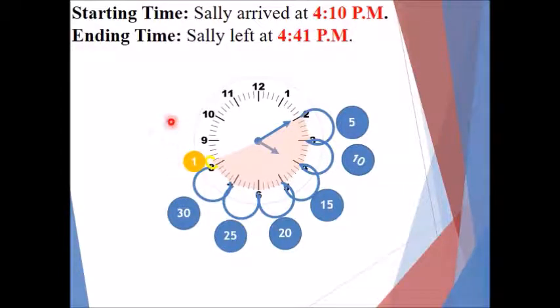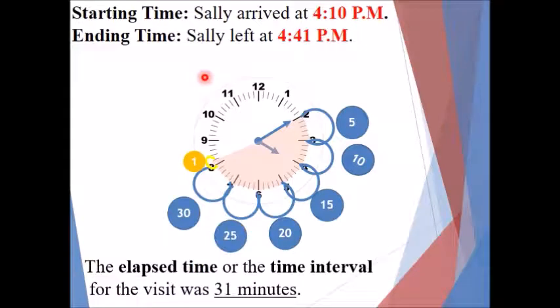So the elapsed time from 4:10 to 4:41 is 31 minutes. The elapsed time or the time interval for the visit was 31 minutes. We can say that Sally visited her grandma for 31 minutes, or the visit lasted for 31 minutes.